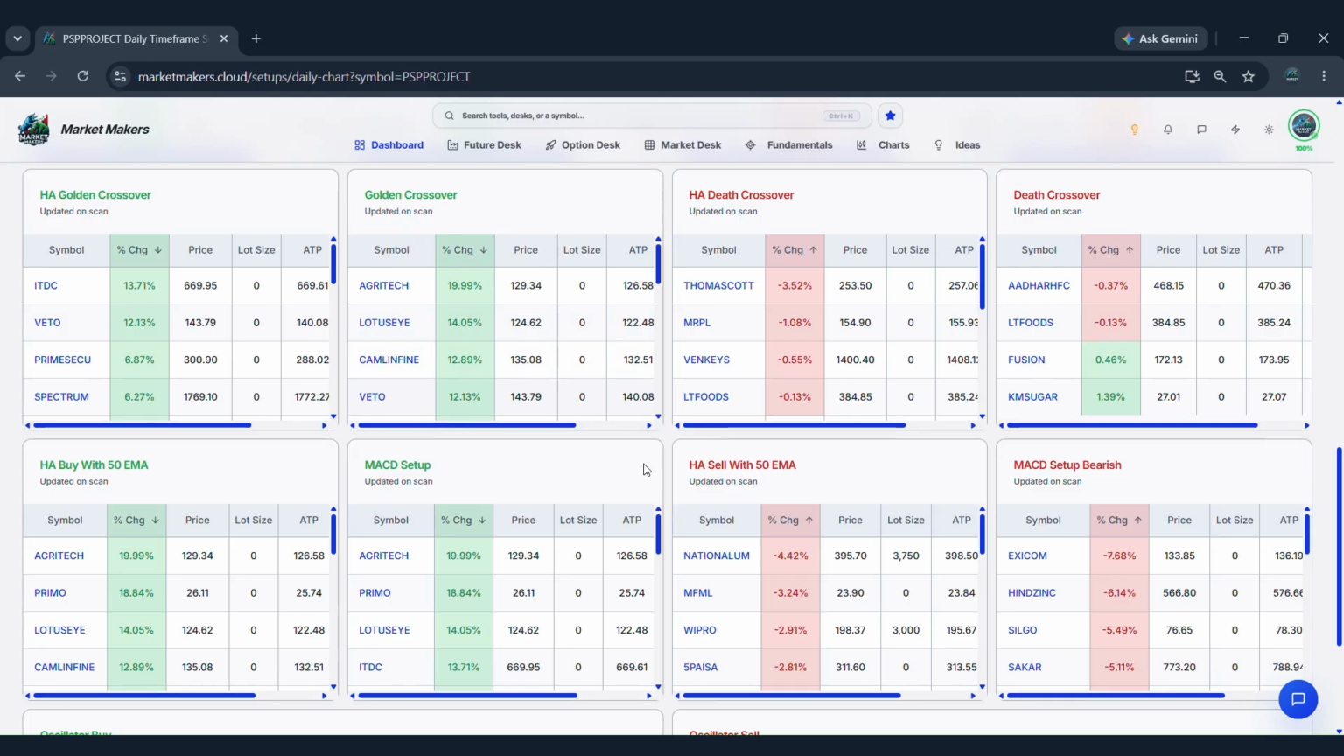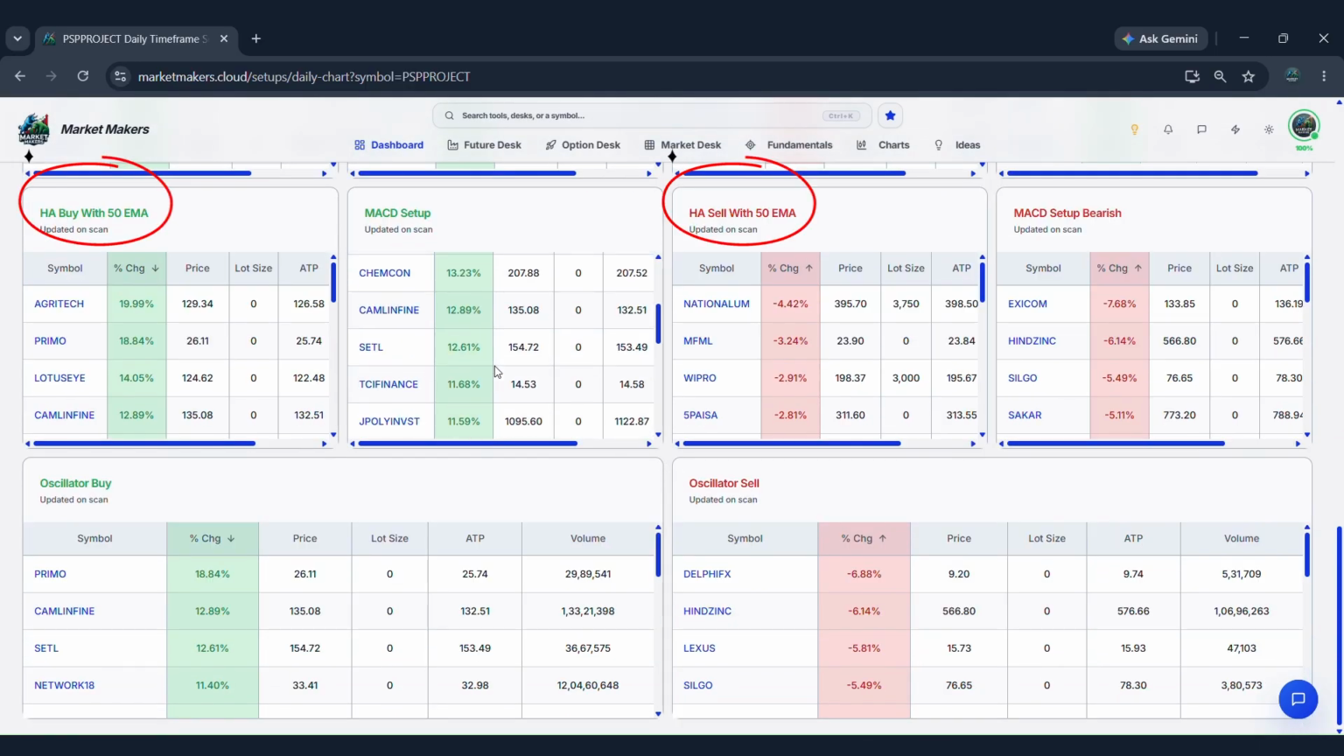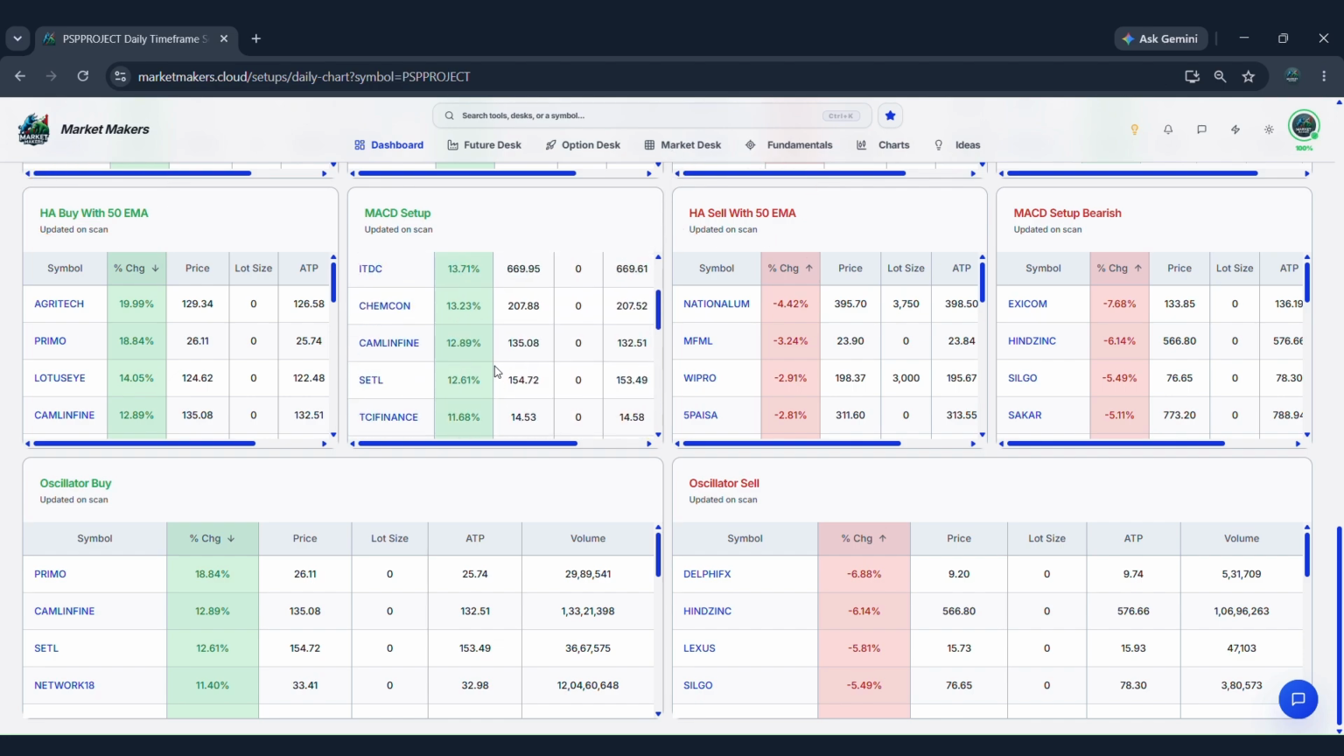You'll also notice HA setups here. HA stands for Heikin Ashi, and yes, we'll discuss that deeply in just a moment.